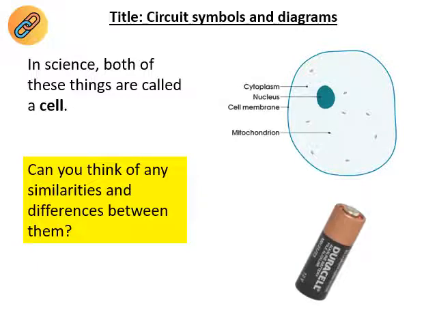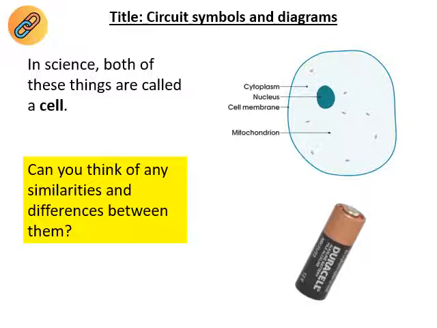Okay, so your connect activity for this lesson is you've got two pictures on the slide. One is a cell, an animal cell, and one you probably would call a battery. At home I would call it a battery too. But in science lessons we call them cells. So can you think of any similarities or differences between these cells? So pause the video and have a think.